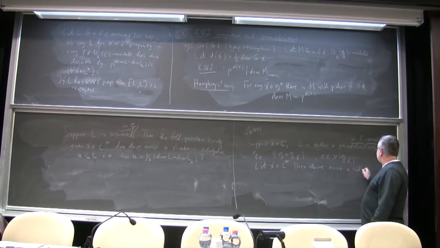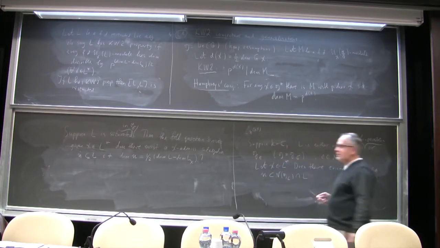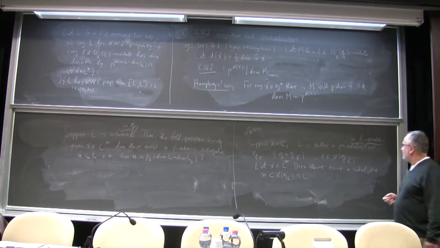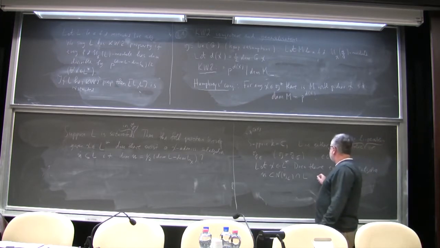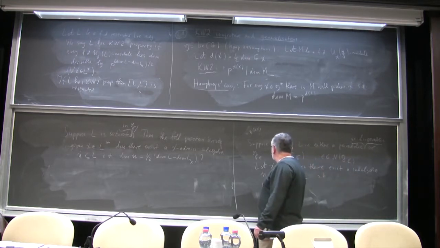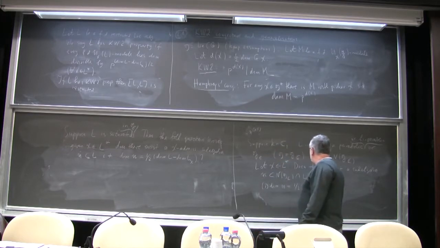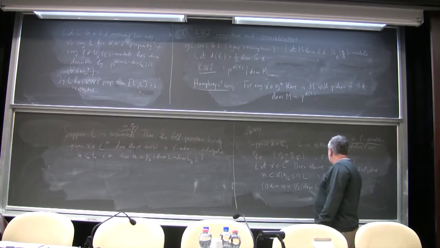Sub-algebra. You don't need it to be restricted. Sub-algebra N, which belongs to the nilpotent cone of G intersected with L, or consists entirely of nilpotent elements, such that... Now we have just two conditions. One condition is that the dimension of N is equal to 1/2 the dimension of L minus the dimension of the centralizer. Right?